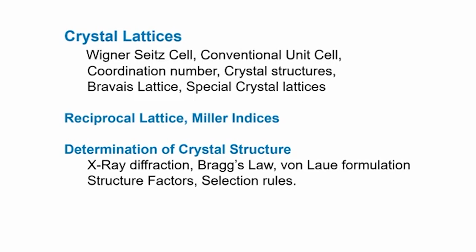In particular we will talk about the Wigner-Seitz cell, conventional unit cell, coordination number, some crystal structures, and specifically some of the popular structures that we come across, Bravais lattice and some special crystal lattices. Then we will talk about reciprocal lattice, Miller indices, and how these crystal structures are determined using X-ray diffraction. Then we talk about Bragg's law and an alternate formalism which is known as the von Laue formalism.